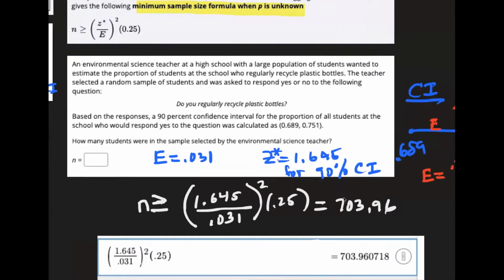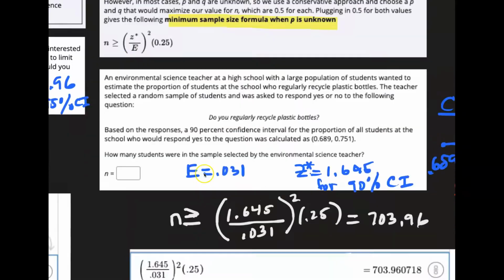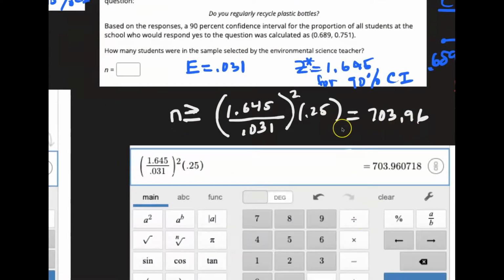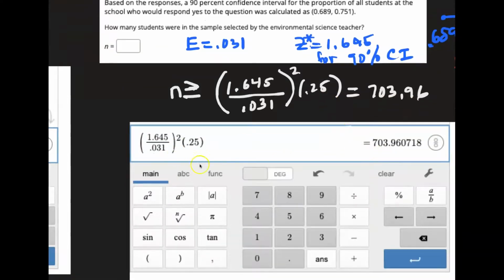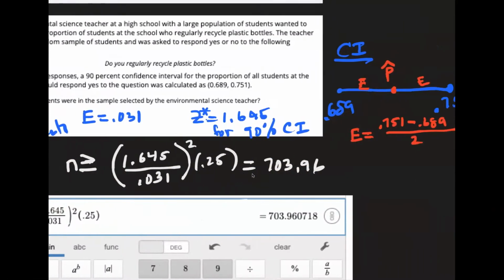With that, we substitute that value into the equation. You plug it in for E and you get 703. It looks like that, and it looks like this using your calculator. We need how many students on this one also. In this case, 704 students are needed. Again, we round up because we need a whole number bigger than this, and the next nearest whole number is 704. That's greater than or equal to.